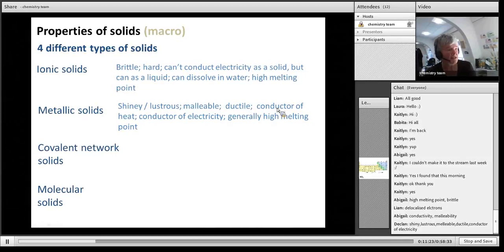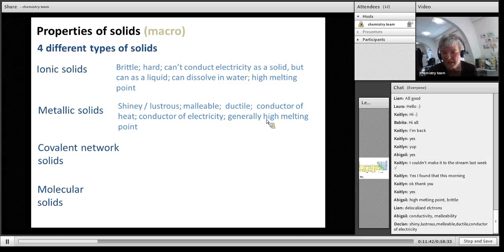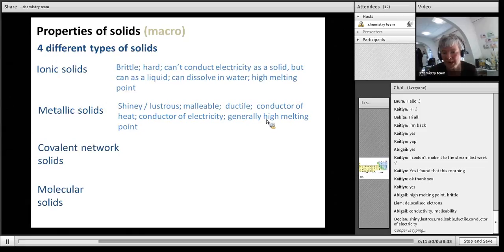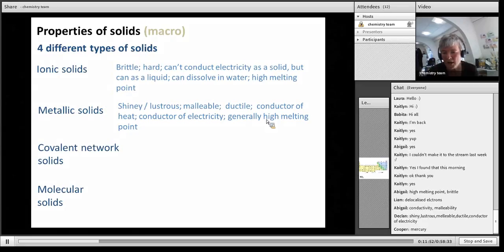Metals are conductors of heat and conductors of electricity, and they tend to have high melting points, particularly the metals in the middle of the periodic table. The ones down at the bottom, if you think of which is the only metal that's a liquid at room temperature. There are two elements in total that are liquids at room temperature: one is bromine, a non-metal, and one is mercury.